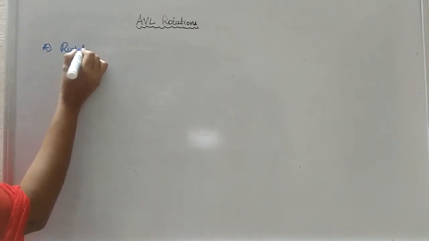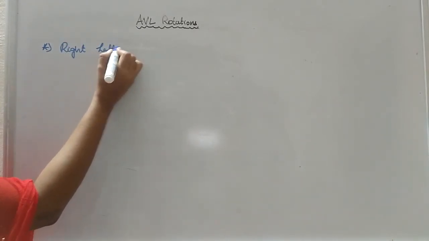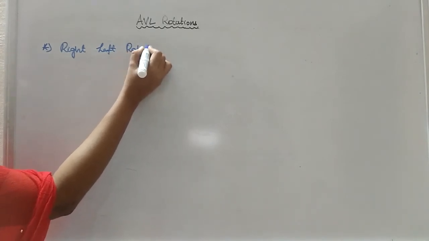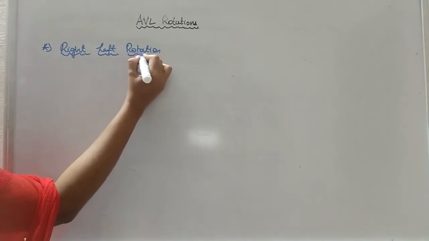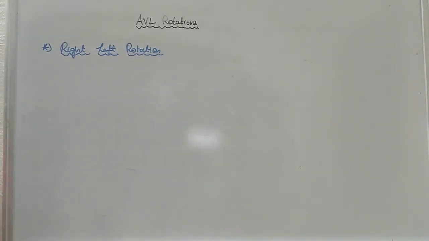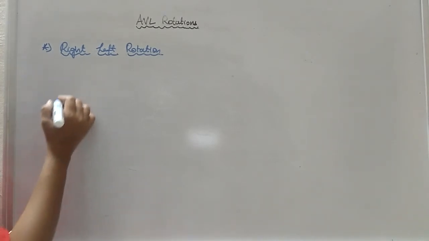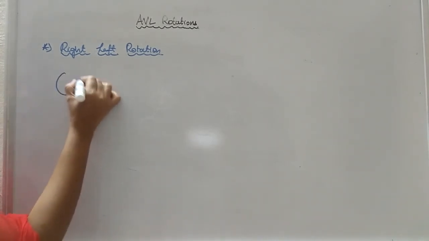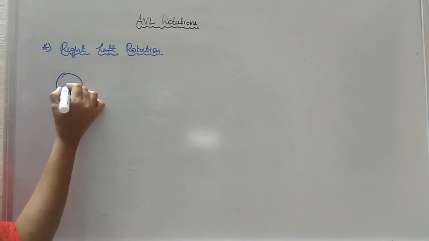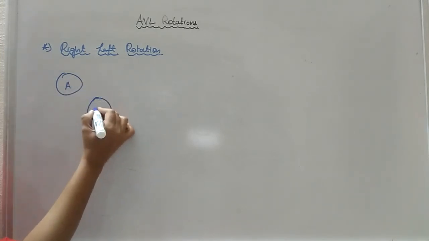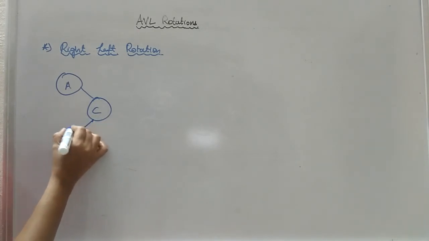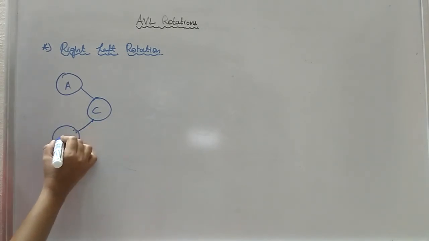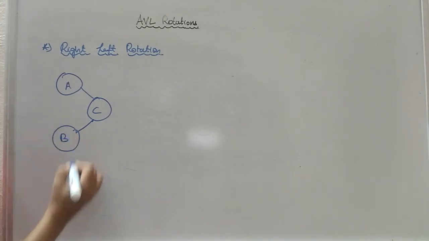Right, left rotation. So you just see here. First we are going to perform the right rotation and then we are going to perform the left rotation. Okay. So here I am going to take an example as A, C and then I am taking one node here, B.